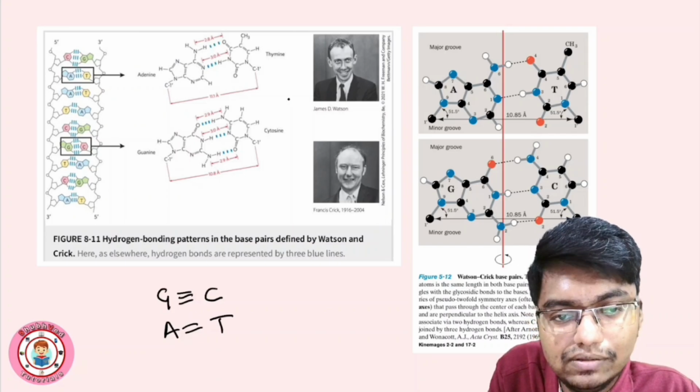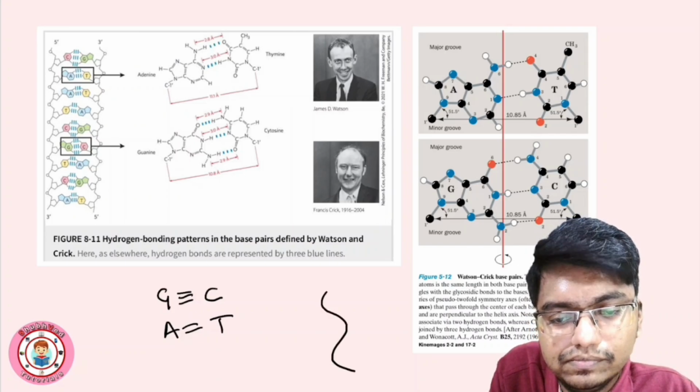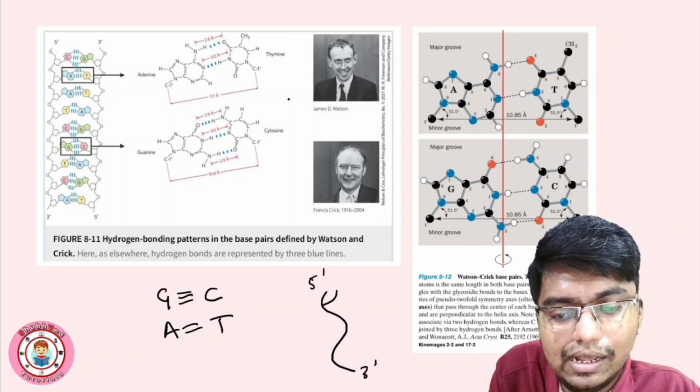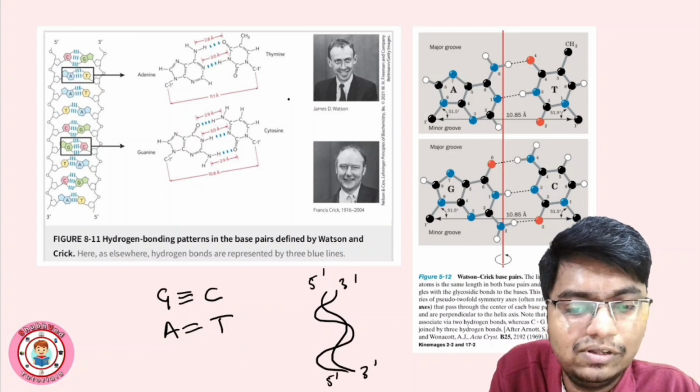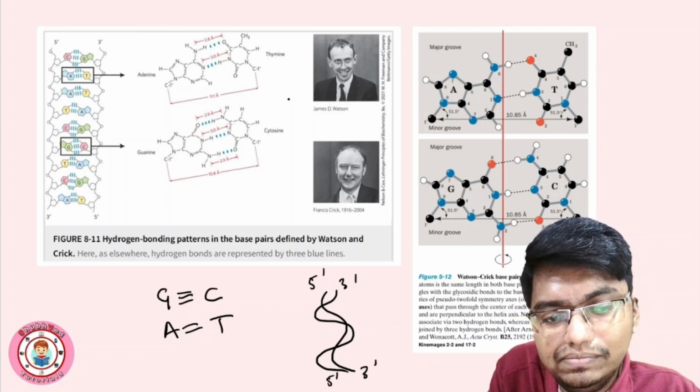Okay, so double helix structure is how one strand is from 5' to 3', other strand is opposite, 3' to 5'. Got it? So this is anti-parallel nature, right?